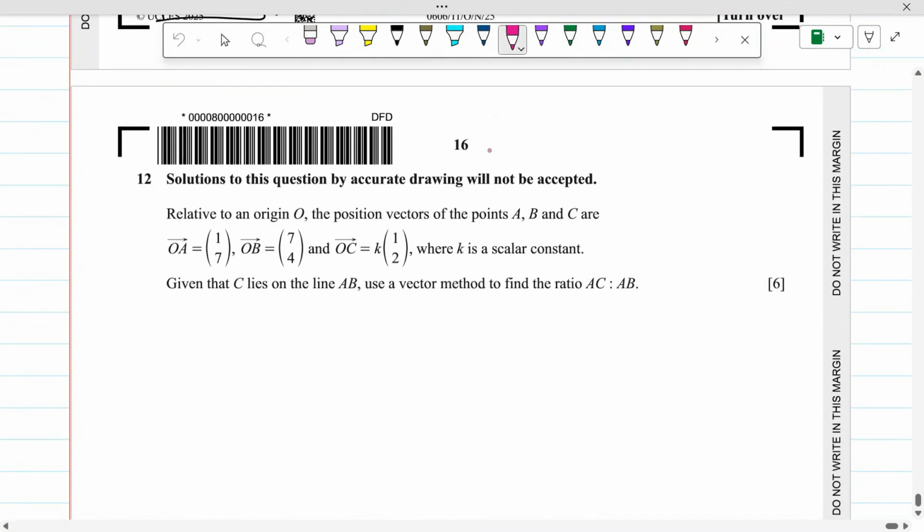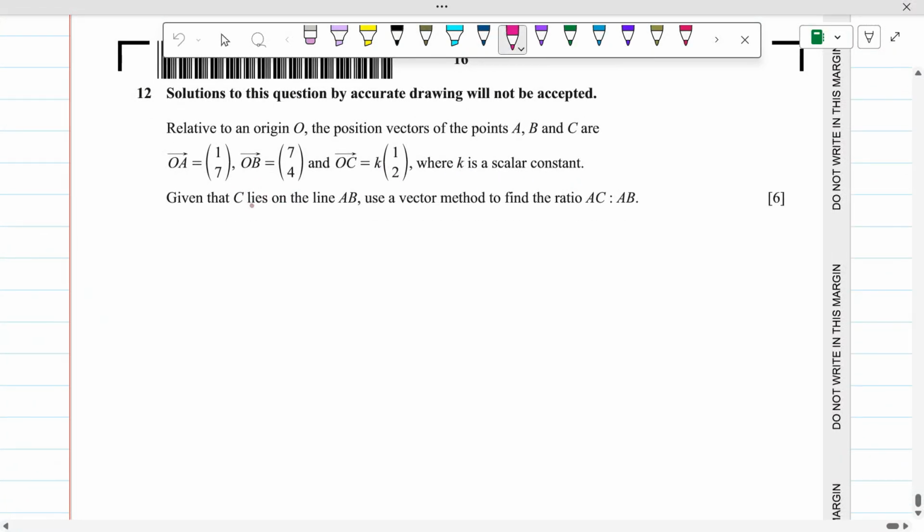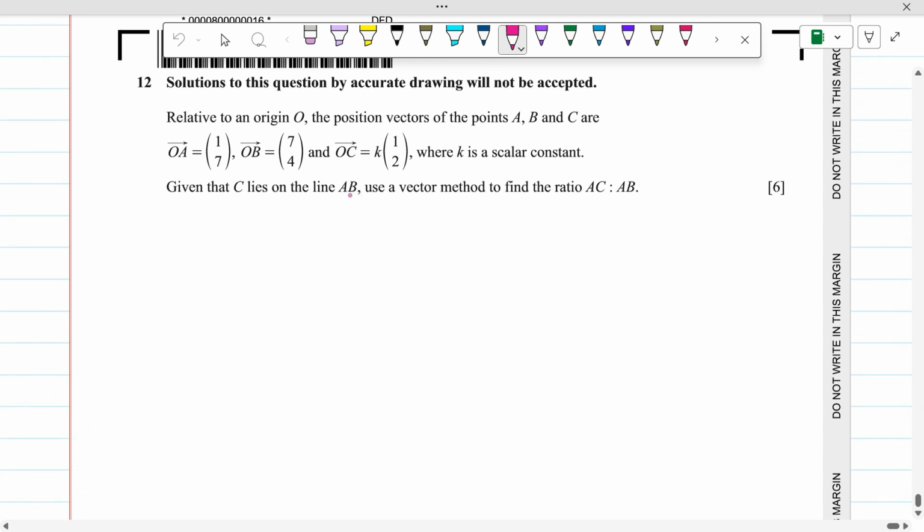Now question number 12. Relative to the origin, the position vectors of the points A, B, C are OA = (1, 7), OB = (7, 4) and OC = k(1, 2), where k is a scalar constant. Given that C lies on the line AB, use a vector method to find the ratio of AC to AB.